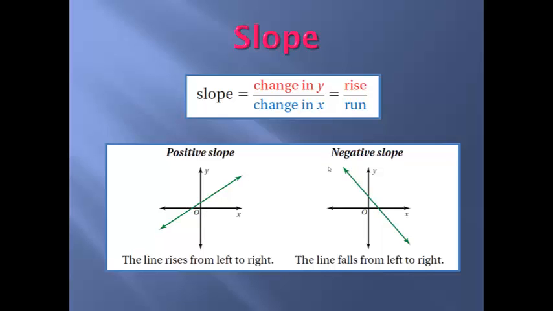Now for a negative slope, the line falls from left to right. So if we start on the left and we go to the right, our line will fall.